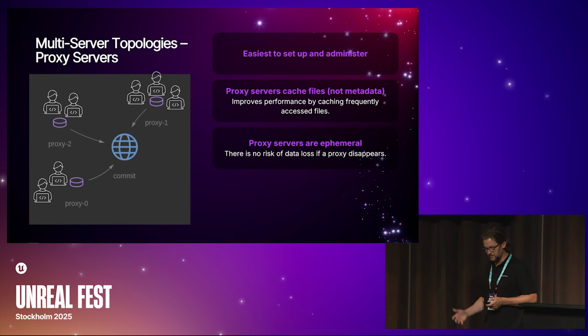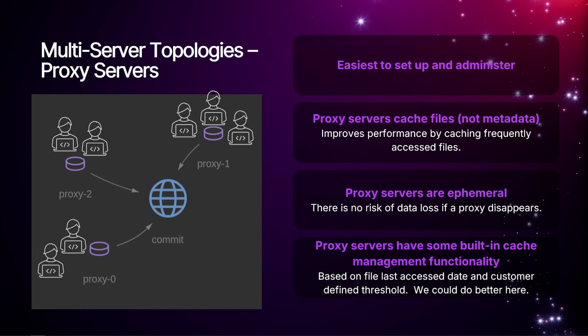Proxy servers are ephemeral, meaning you don't have to have a separate DR strategy. If one goes away, there's really no harm whatsoever. There's no data loss or anything like that to be concerned about. And then they do have some built-in cache management functionality. We put in some abilities to define a last access threshold. So you can say the number of days is 28, and if a file in the cache hasn't been accessed in the last 28 days, we can automatically purge it for you.